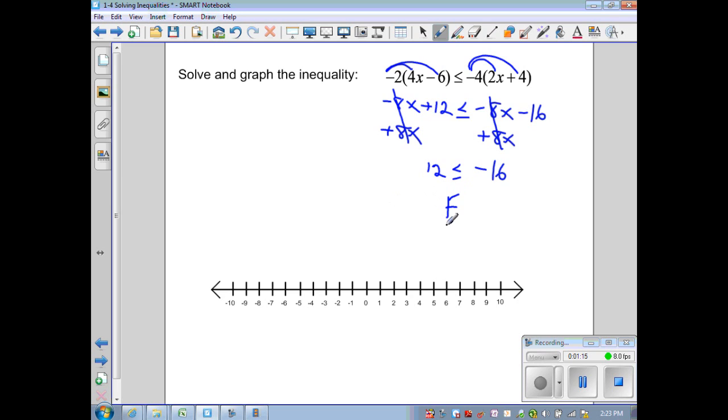But when it is false, that tells me there are no solutions. In other words, it's the null set. There are no solutions on the number line that can be picked that verify this solution to be true.